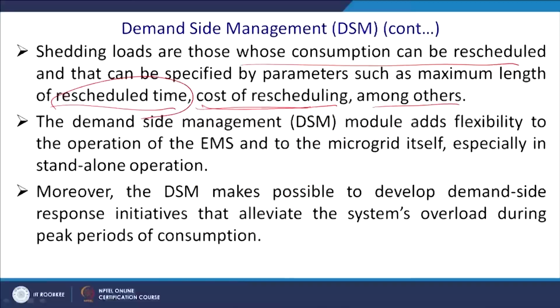The demand side management of the DSM adds flexibility to the operation of the energy management system of the microgrid itself, especially in standalone operation. When it is standalone, we have to sustain our load by our own generation, and for this reason that is highly important. You have to take it in a queue process once energy is available, and you ensure that availability can be fulfilled for that duration of time, then only you opt for it.